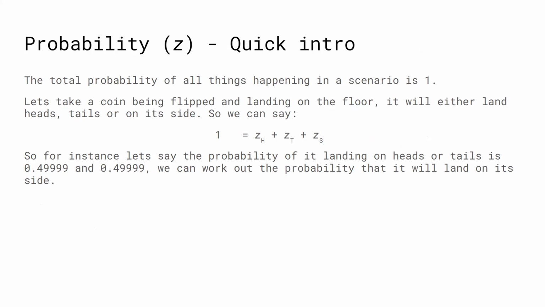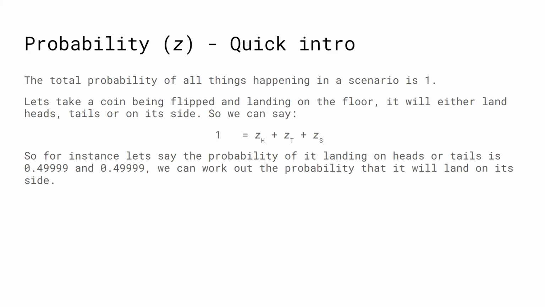So here's a quick introduction. The total probability of all things happening in a scenario is 1. So let's take a coin being flipped and landing on the floor. It's either going to land on heads, it's going to land on tails, or it's going to land on its side somehow. So we can say 1 is equal to the probability of it landing on heads, plus the probability of it landing on tails, plus the probability of landing on its side.